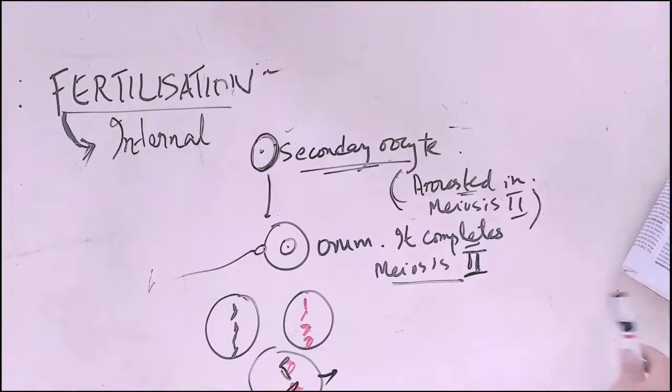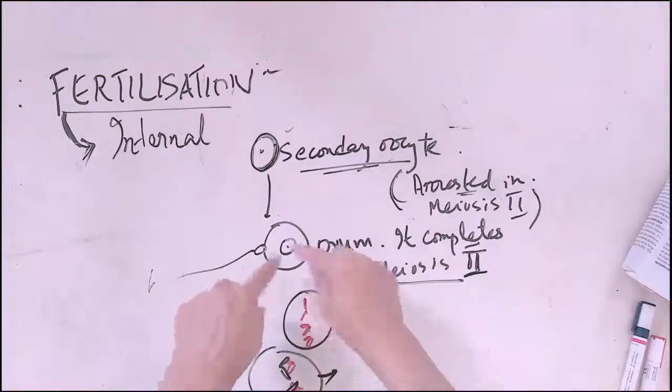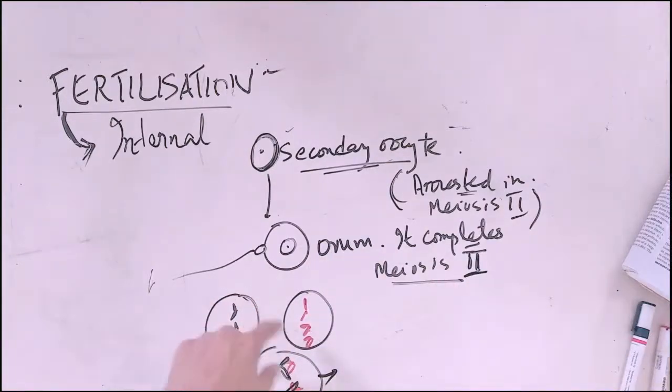The huge fertilized egg is known as a zygote. Now it has both the characters, both the genetic material, both the DNAs of the mother and the father. All right, so that happens inside the nucleus.